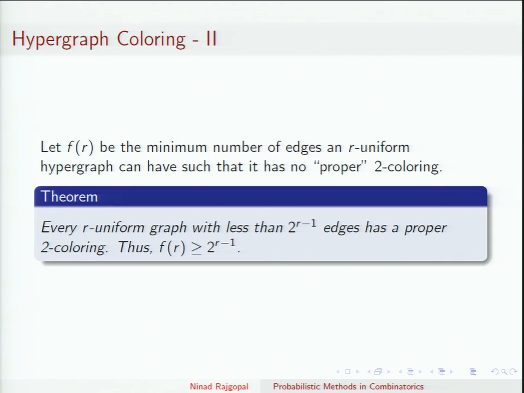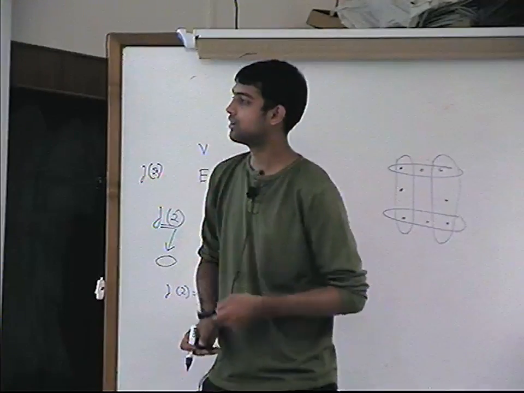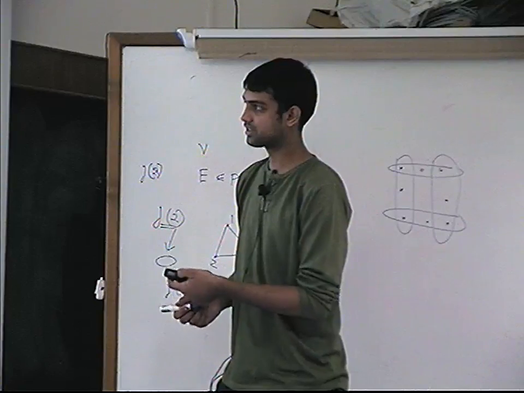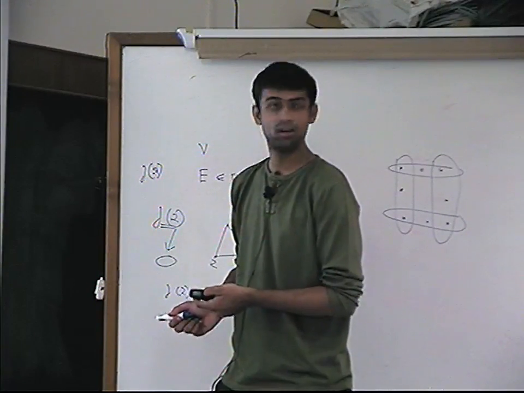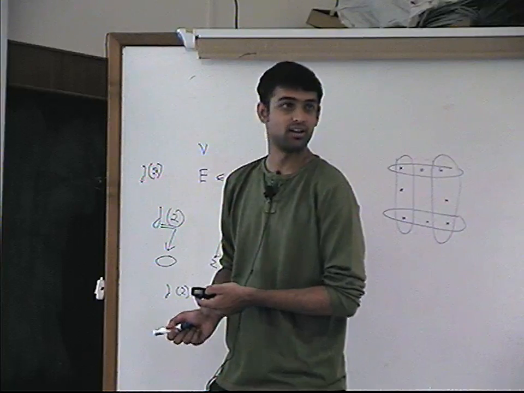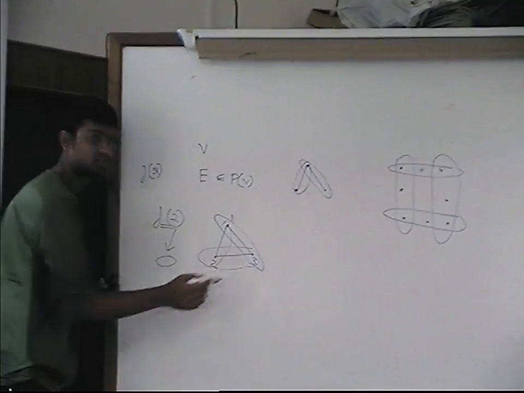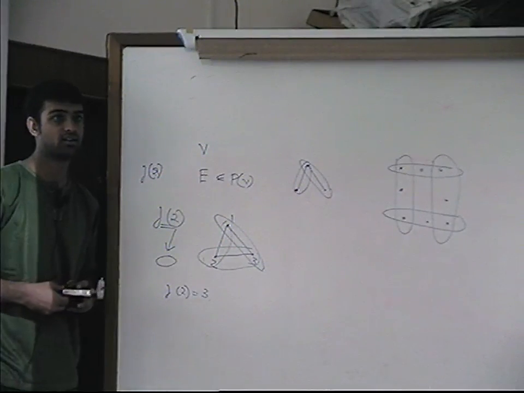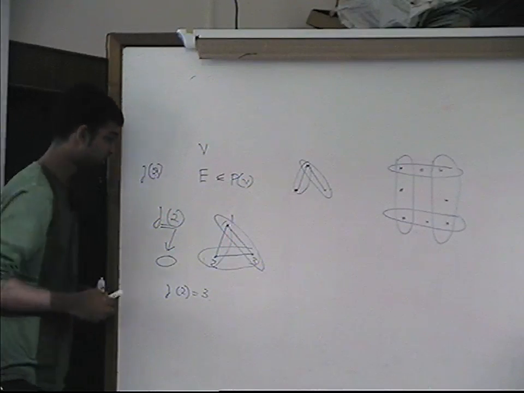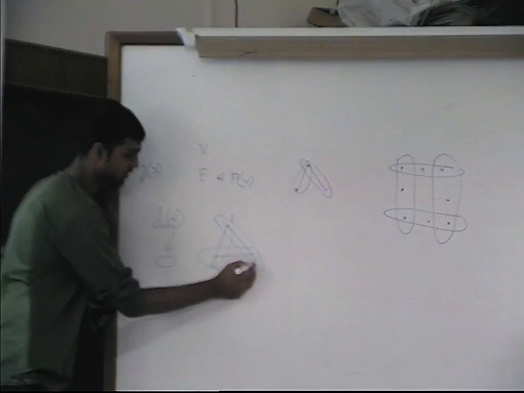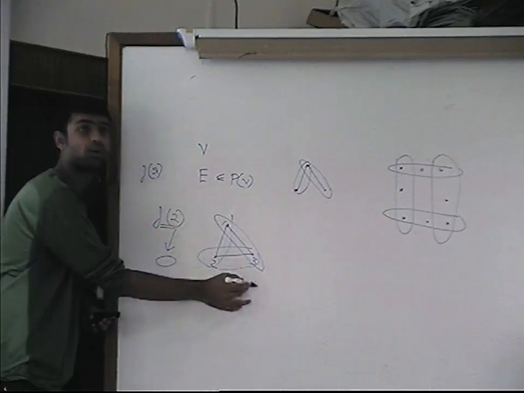So I look at an edge, right? Maybe I'll go back to the previous slide. I look at this edge, for example. At least one element has a different color, right? So you look at this edge, you look at this edge, and you look at this edge, right? So you need two colors for this. You cannot color this as one because it will clash with this. You will have a monochromatic edge set.